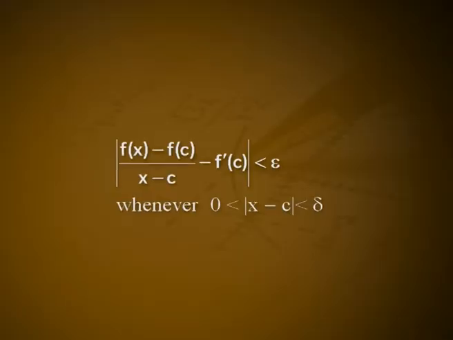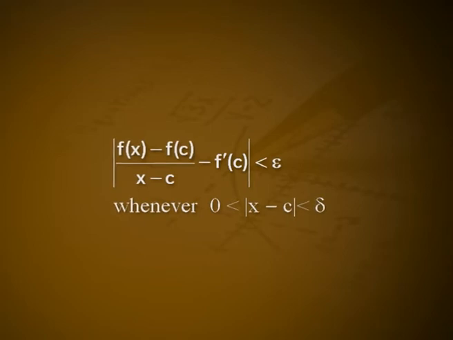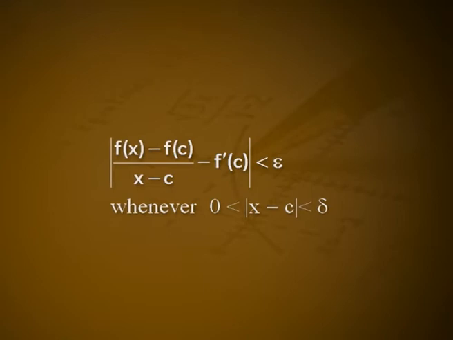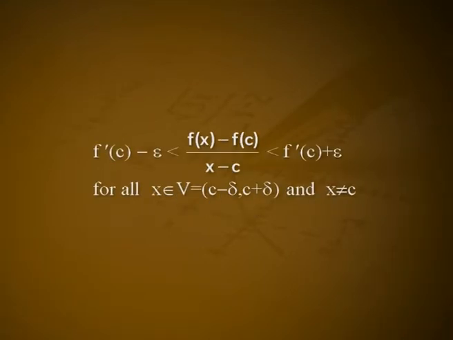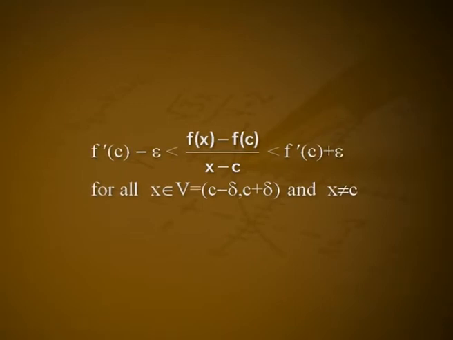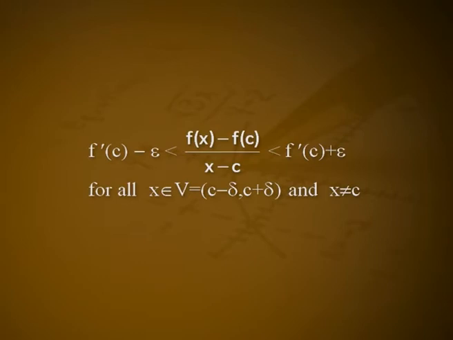Thus, for each epsilon greater than 0, there exists delta greater than 0 such that |(f(x) − f(c))/(x − c) − f'(c)| < epsilon whenever 0 < |x − c| < delta. Therefore, f'(c) − epsilon < (f(x) − f(c))/(x − c) < f'(c) + epsilon for all x in V, the open interval (c − delta, c + delta), and x not equal to c.